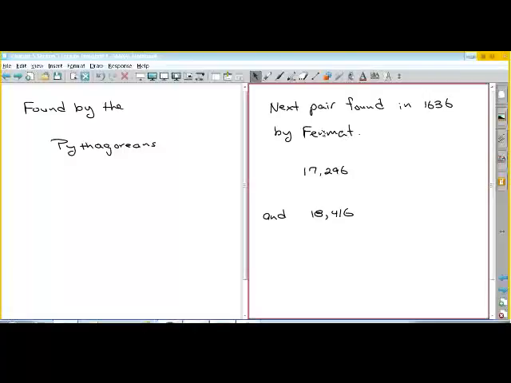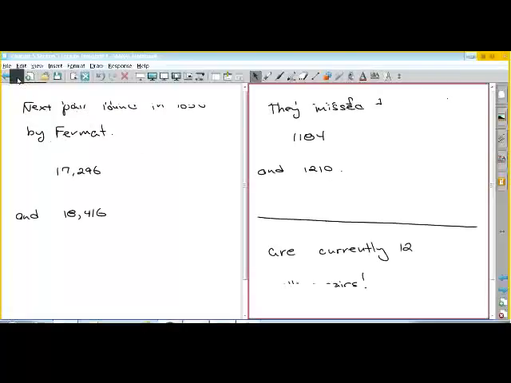The next pair of friendly numbers was found in 1636 by the same guy that came up with this prime number formula. So the next two friendly numbers are 17,296 and 18,416. I'll leave that up to you as an exercise if you're interested. We're not going to prove it.